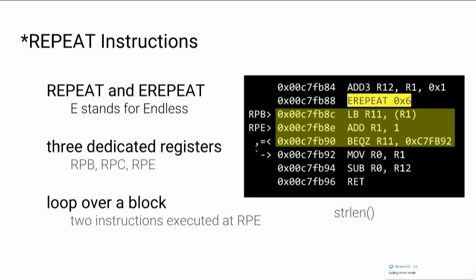So to explain them, I will use a short strlen example on the right. We have the e-repeat instruction here, that's the main yellow block. The e-repeat instruction will first set the RPB register, which means repeat begin. Here RPB will be the address just after e-repeat, so that's the address ending in 8C. It will also set the RPE register, repeat end. It will be the address of e-repeat plus 6, so it will be the address ending in 8E.